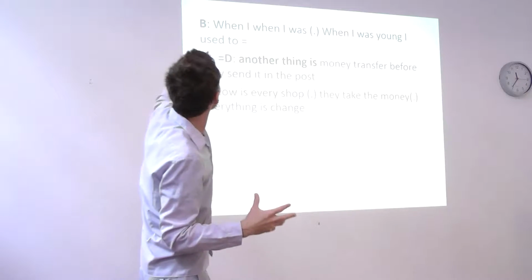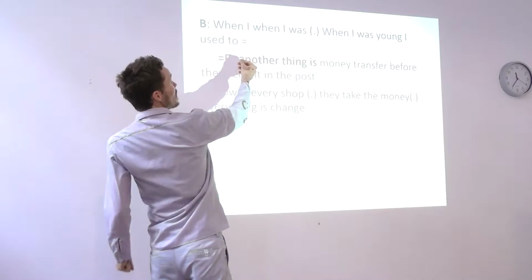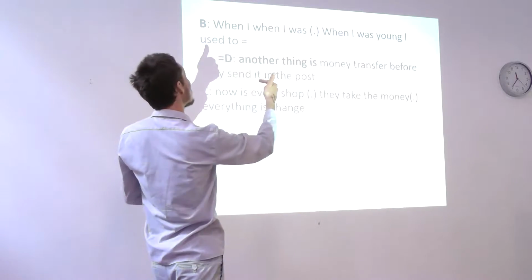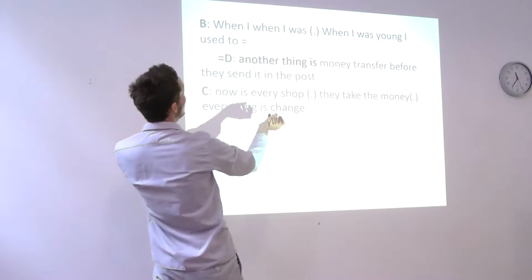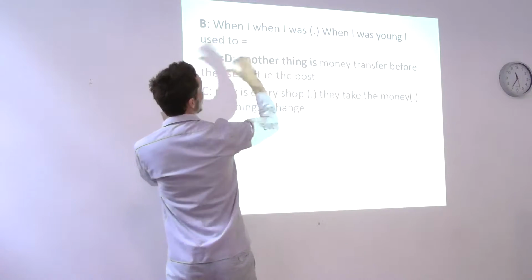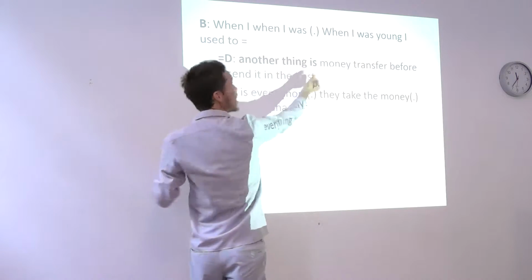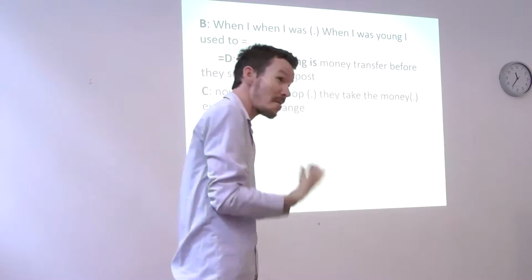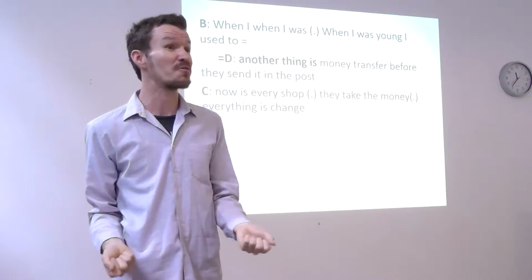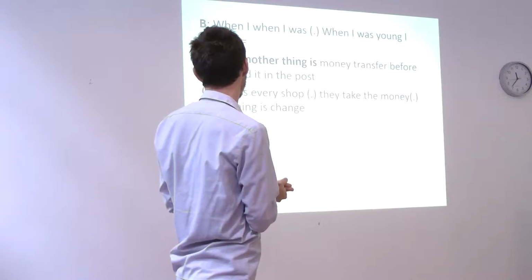We can see here, student B is saying, when I was young, I used to, the equal sign means an interruption. Student D comes in, and another thing is money transfer before they send it in the post. She's interrupted her and she's changed the topic, and she's used it with this little chunk of language here. Another thing is, a very useful little phrase for students to learn as a way of interrupting. Why shouldn't we be teaching students how to interrupt? Why shouldn't we be teaching them ways into a conversation like this?